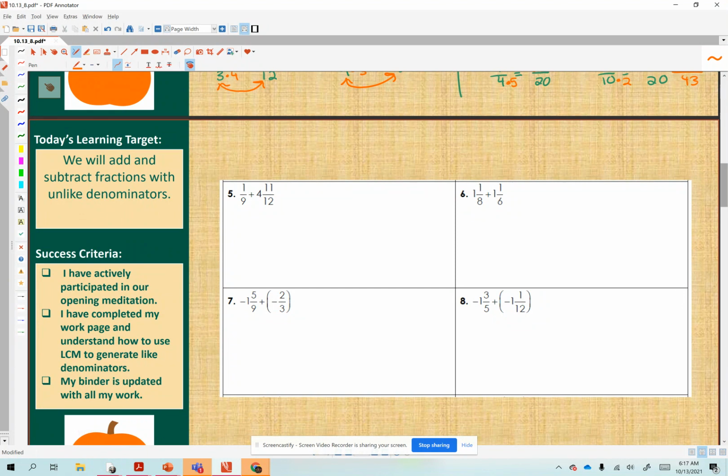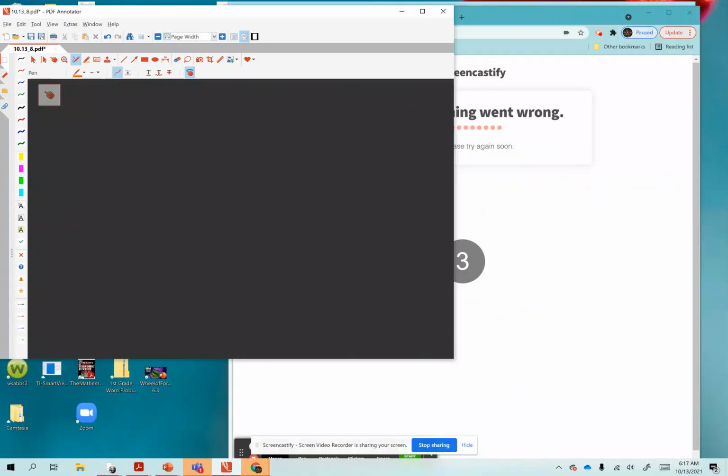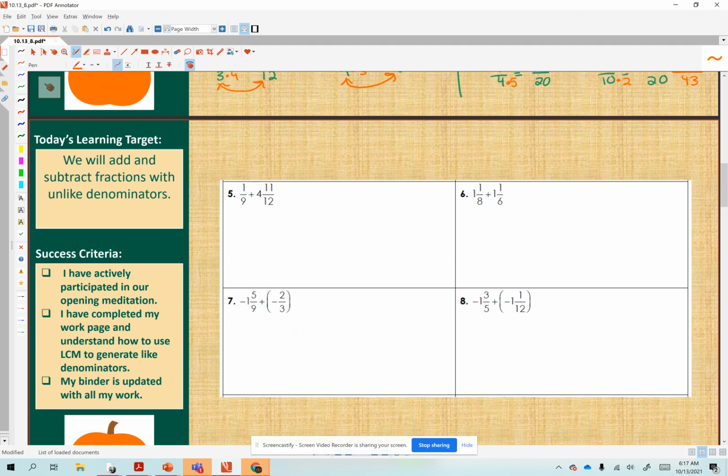We have 1/9 plus 4 and 11/12. So the first thing we need to do is convert that 4 and 11/12 to an improper fraction. So that would be 4 times 12 plus 11. 4 times 12 is 48, plus 11 more is 59. So that would be 59/12.